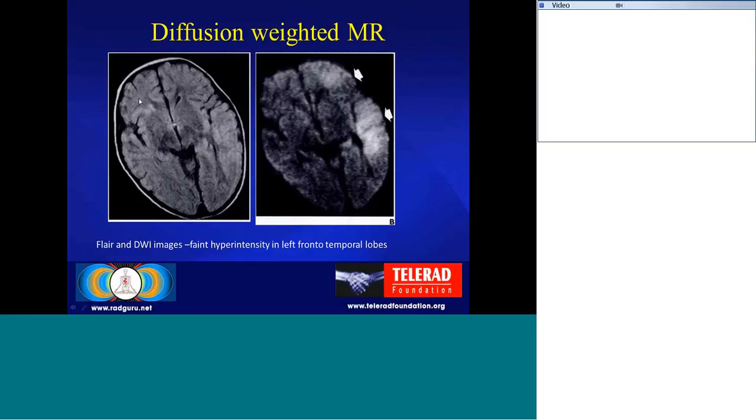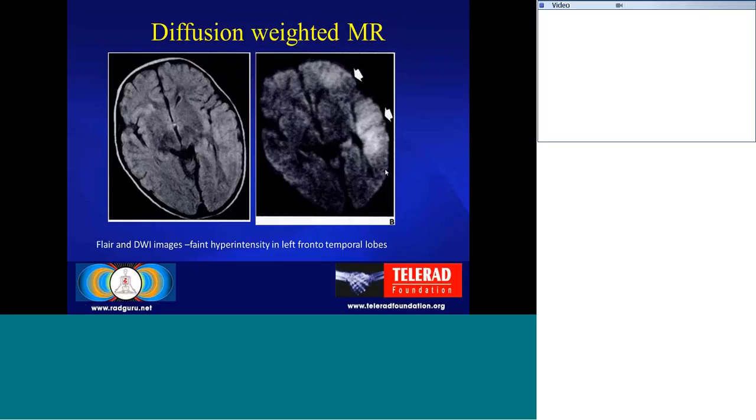See, in this patient, on the FLAIR images you can see there is very slight abnormality in the temporal lobes. The frontal lobes are not involved. So if you look only at FLAIR images, we can say that the disease is restricted to the temporal lobe. But if you do a diffusion weighted MRI, we can see that the abnormality is not only restricted to the temporal lobe, but there is also frontal lobe involvement. So the disease is widespread and involves two lobes.